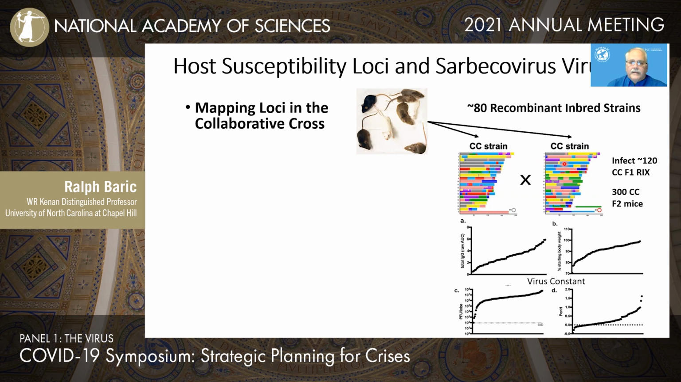So you can infect all 80 of these strains with SARS coronavirus and map phenotypes. You can make CC RICs between them, which is an F1 population between 2 different CC strains, and infect hundreds of those. Or you can find extreme phenotypes that show very different phenotypes following infection with SARS coronavirus, and breed 300 mice and infect them, and then look at phenotypes. In each case, you will see a range of phenotypes, in this case titer, ranging from 10 to the 3rd to 10 to the 8th. Weight loss, 25% to 100%, or no weight loss. And respiratory function or antibodies.